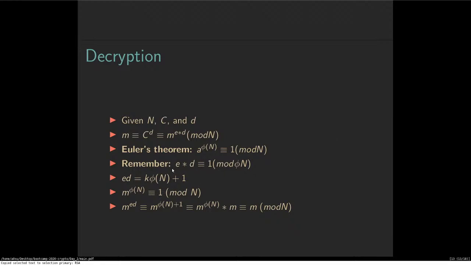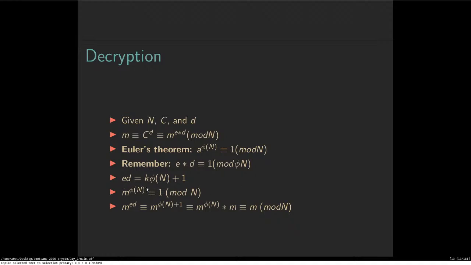So another way of writing out this portion is that e times d is going to be a scalar multiple of phi of n times k, which will be the scalar, plus 1. And all that's really saying is e times d divides by phi of n, k times, plus 1.